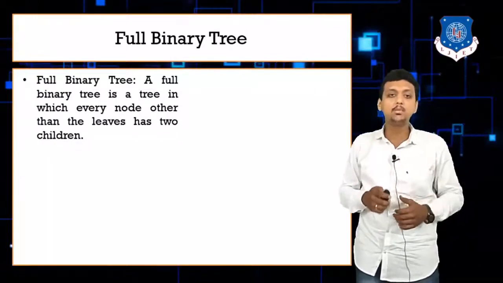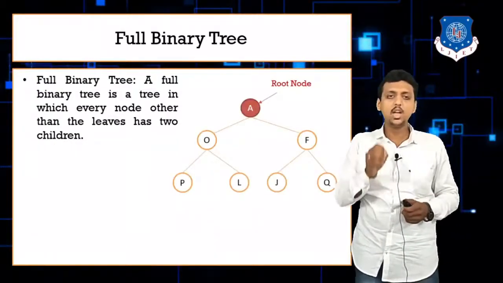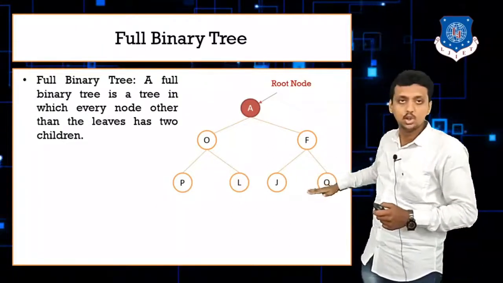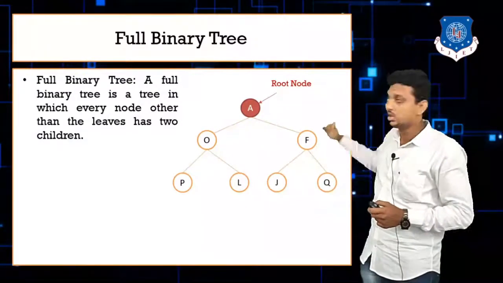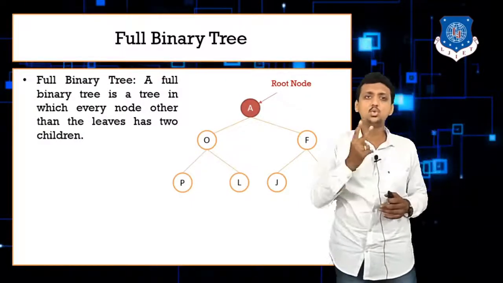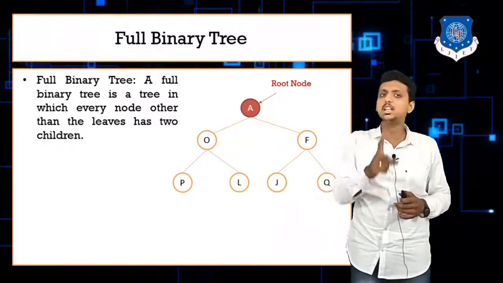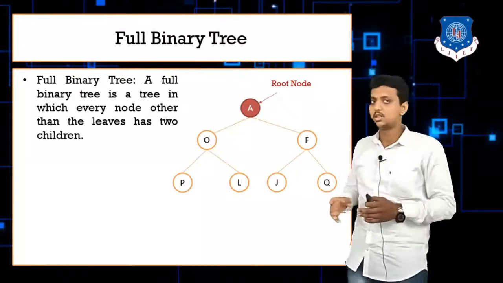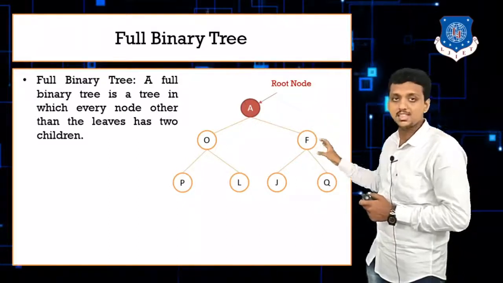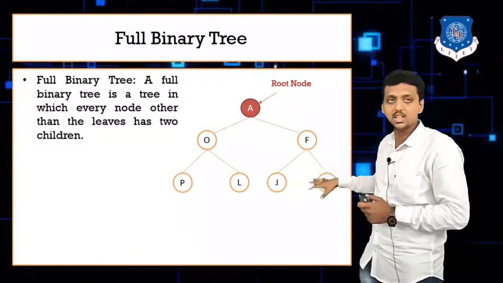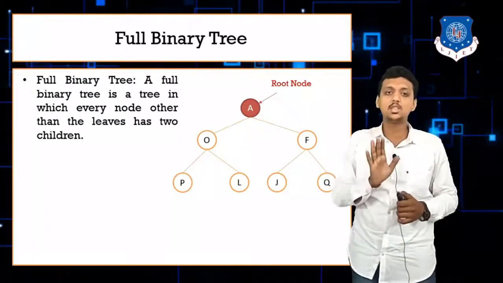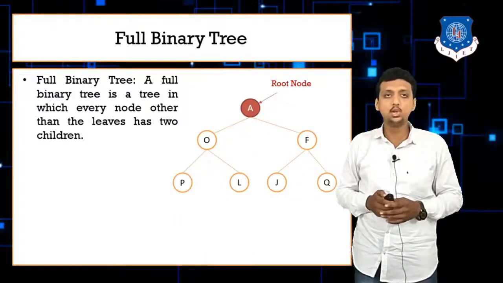Now next we have full binary tree. See, students, this is level 0, level 1, and level 2. If you have a 2 level binary tree, then it must contain 7 nodes. See in this figure, all the nodes are full. Each and every node has children, except the leaf nodes. There are no empty children or empty nodes. This is known as full binary tree.